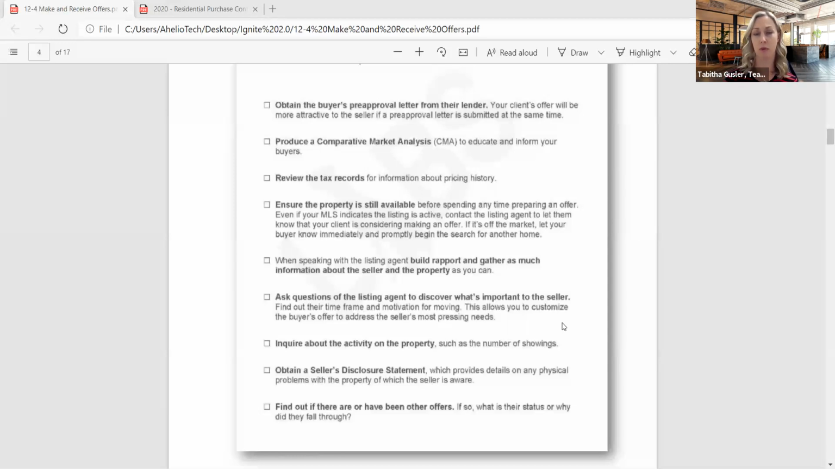There have been times where, if we were really interested in a property, we have pre-written an offer and had it all ready to go, and then we go and show the property, so that if they love it, all we have to do is sign and send, right?